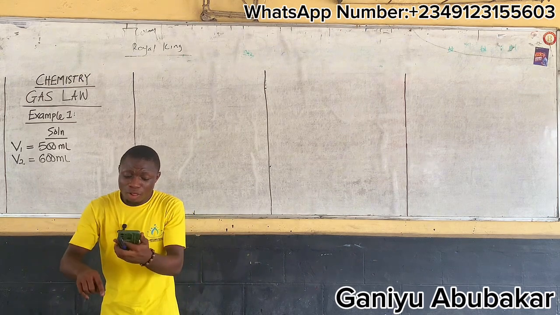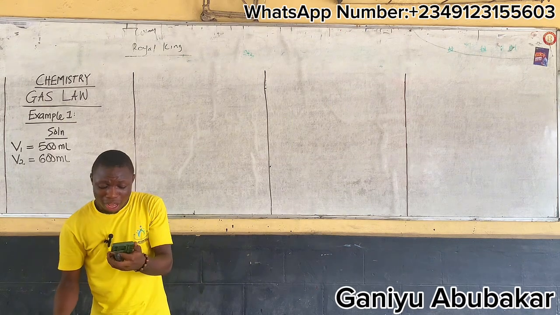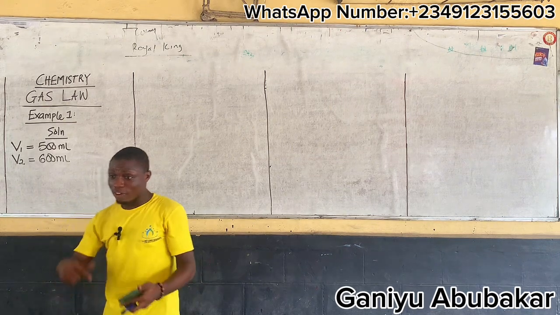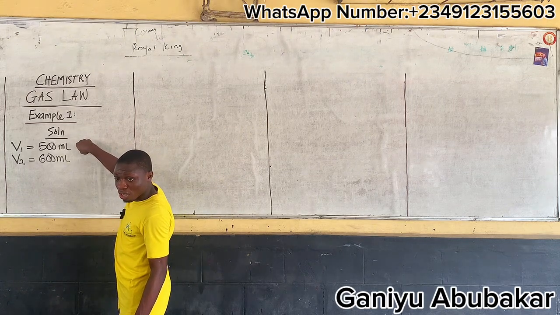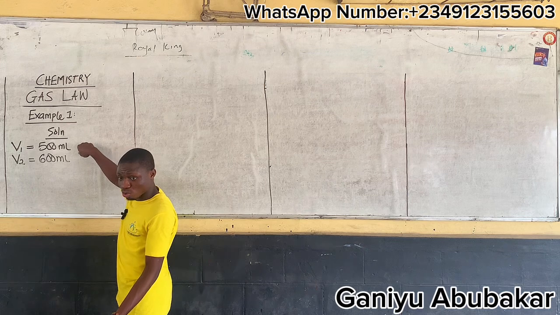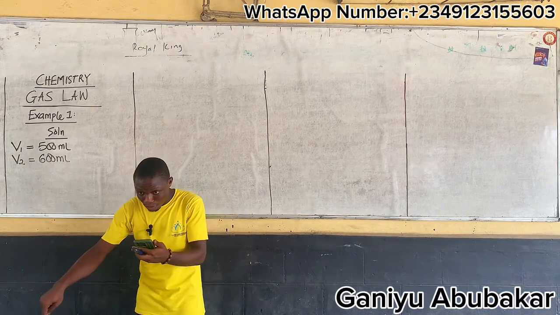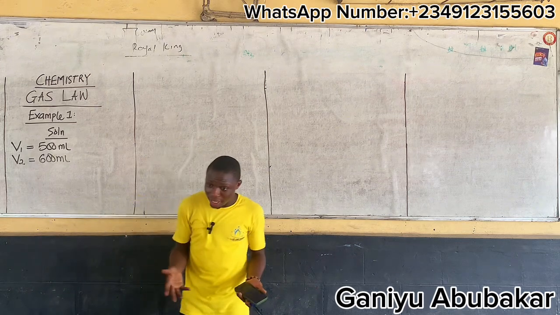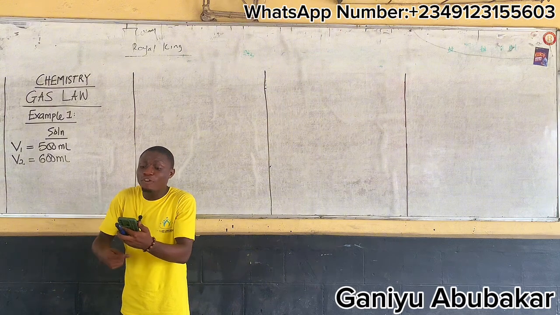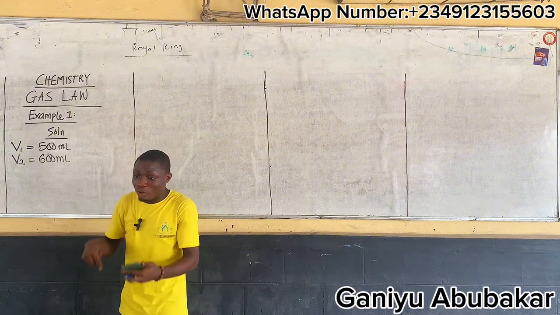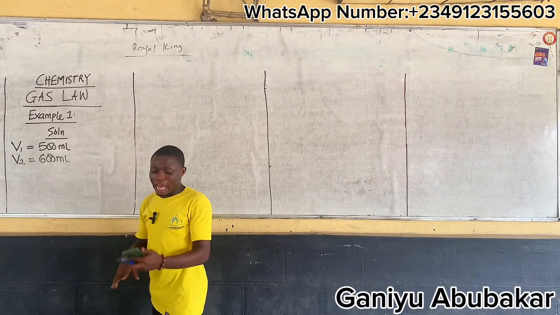Here's the thing. They said when the valve is open, what is the pressure of the gas in the 500 milliliter flask? I'm looking for the pressure in the 500, that's P1. So what I'm given is P2. Let's say they didn't give us the final pressure in that question. Let's assume that is P2.